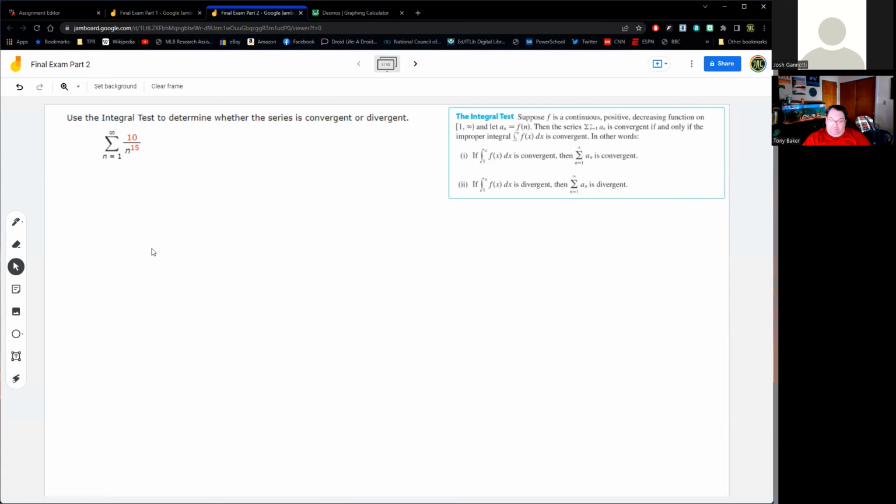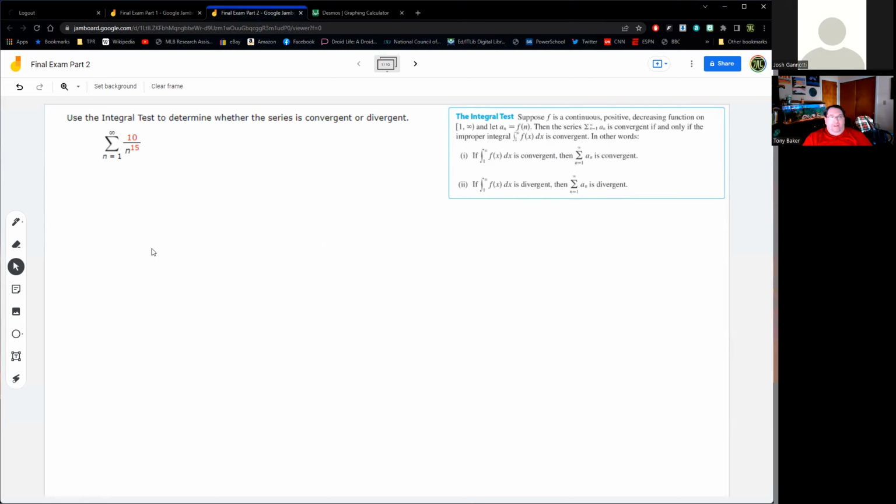So in this problem, we've got 10 over n to the 15th. Okay, there's no negatives in it, so I know it's positive. We're not dealing with 0, so I know it's continuous. And since there's nothing on top, the bottom's getting bigger, I know it's decreasing. So I don't even have to worry about testing the integral test to make sure that those are true. We know it's continuous, positive, and decreasing based on what we've got right there.